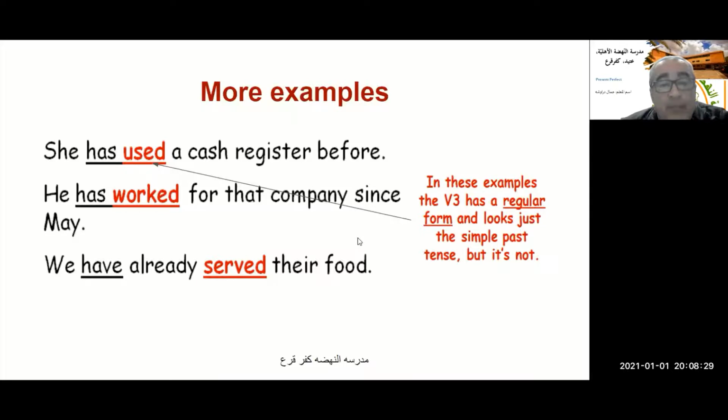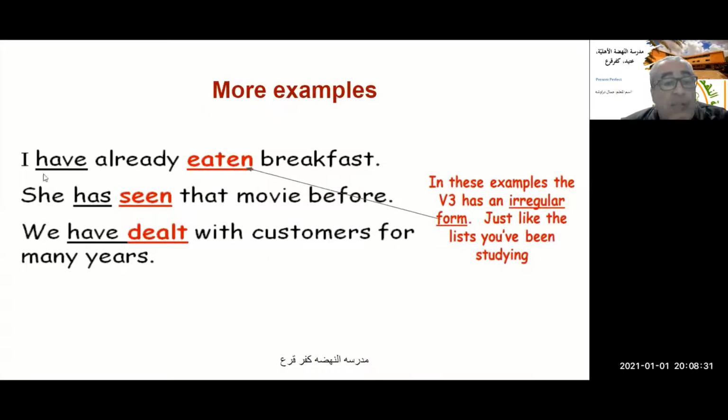Okay, let's have more examples. I have already eaten breakfast. She has seen that movie before. We have dealt with customers for many years. Look at the footnote here. In these examples, the verb 3 has an irregular form. Okay, you know, irregular. Eat, ate, eaten. See, saw, seen. Deal, dealt, dealt.